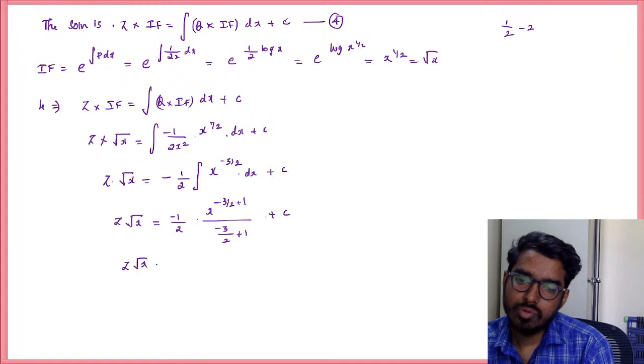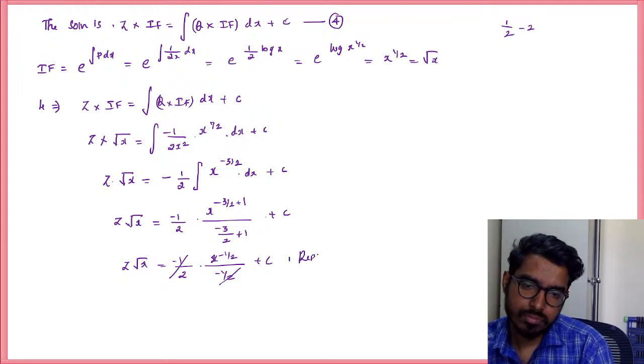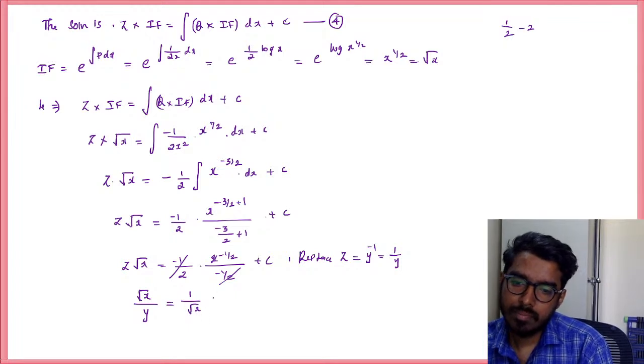So z into root x is equal to minus 1 by 2 will be x power minus 1 by 2 by minus 1 by 2, right? So this minus 1 by 2 will get cancelled. Now replace z is equal to y power minus 1, which is 1 by y. So you will have root x by y is equal to 1 by root x plus c, the required solution.